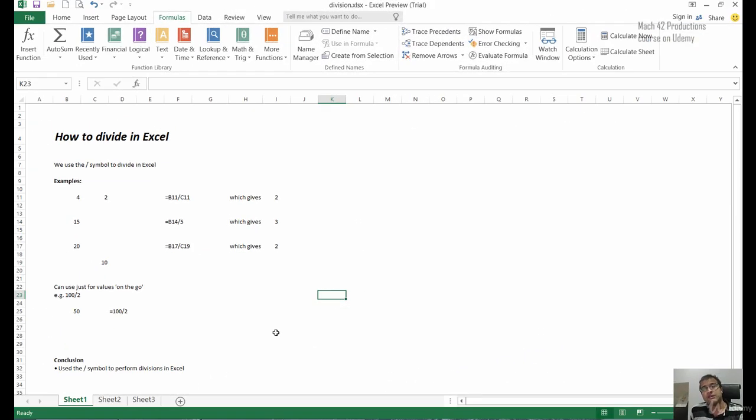Okay, so that wraps up this lecture and this section. We have covered how to do basic mathematical operators such as addition, multiplication, subtraction, and division. And for this particular lecture, we use the forward slash symbol to perform divisions in Microsoft Excel.